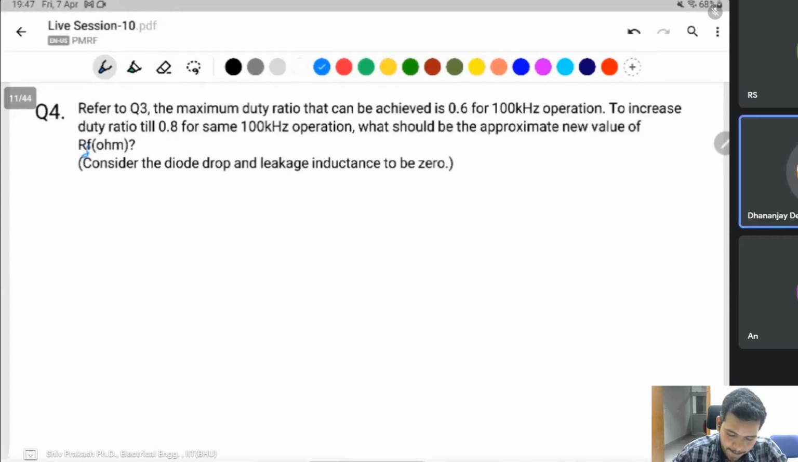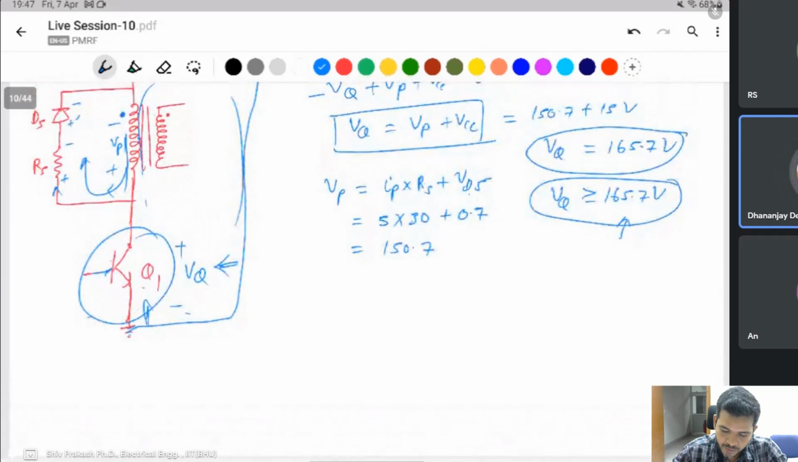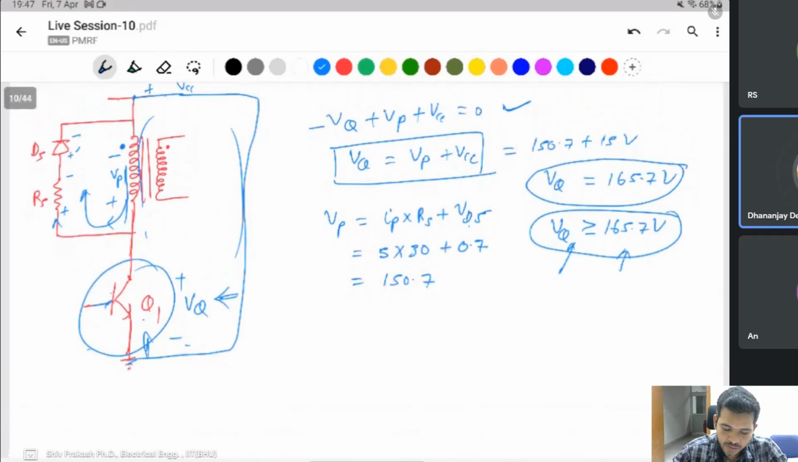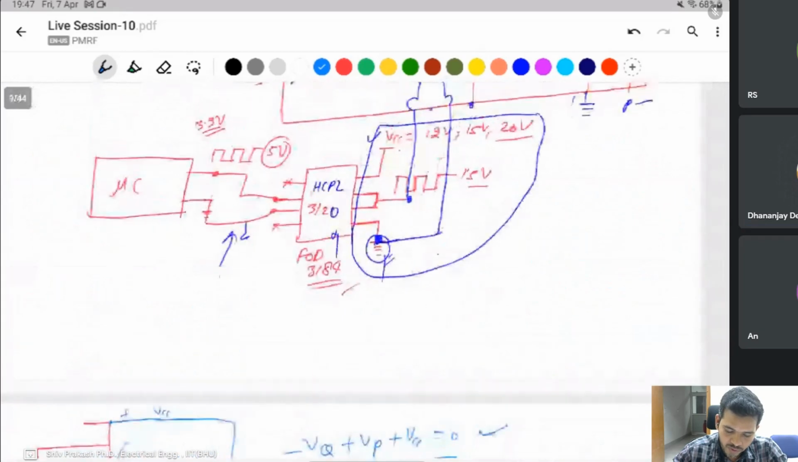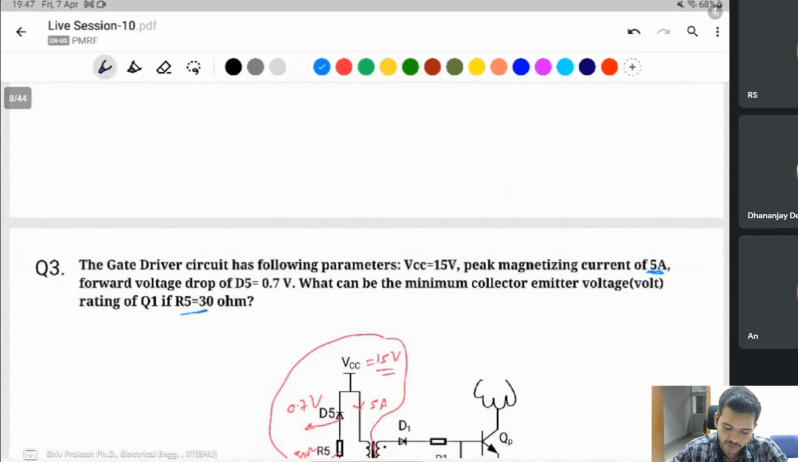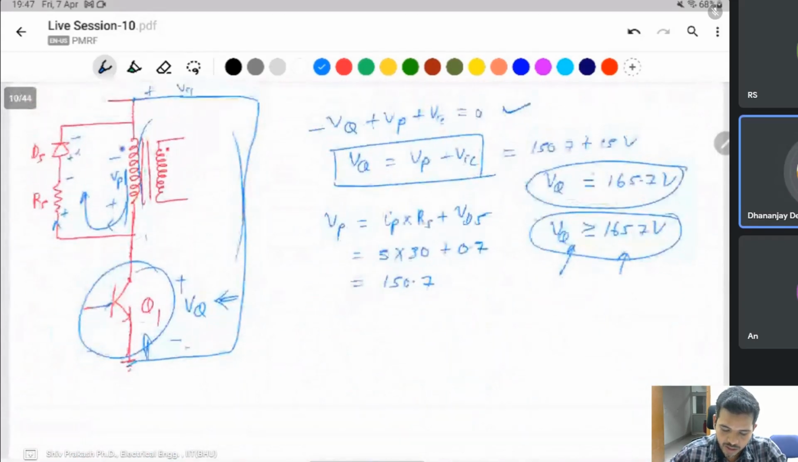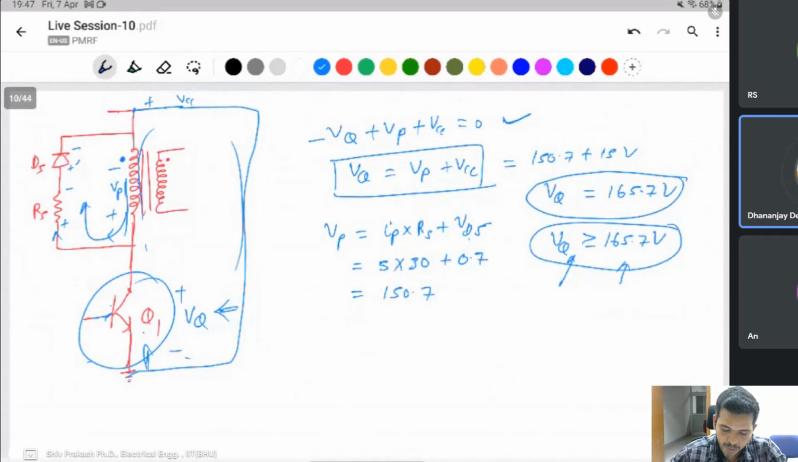Here we have to consider VCQ equal to 165.7 for this condition. If the duty cycle goes from 0.6 to 0.8, we have to stick with this. I think the same duty ratio is given, 0.6 here only. It is not given in the next question, but in this question it is given.